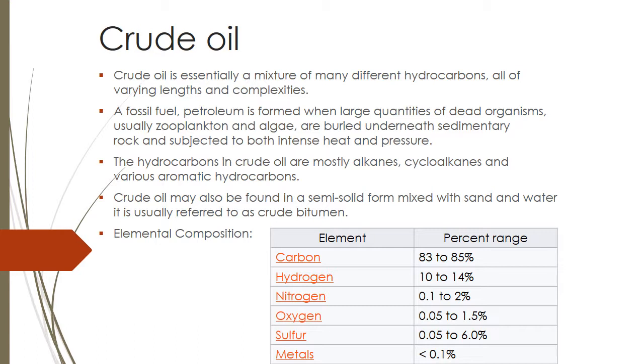Large quantities of dead organisms are buried under the earth's crust, and due to high heat and high pressure they are converted into petroleum products. The hydrocarbons in crude oil are mostly alkanes, cycloalkanes and aromatic hydrocarbons. Crude oil may also be found in a semi-solid form mixed with sand and water, essentially referred to as crude bitumen. I have mentioned some elemental composition of crude oil: carbon varies from 83 to 85%, hydrogen is 10 to 14%, nitrogen is 0.1 to 2%, and so on.